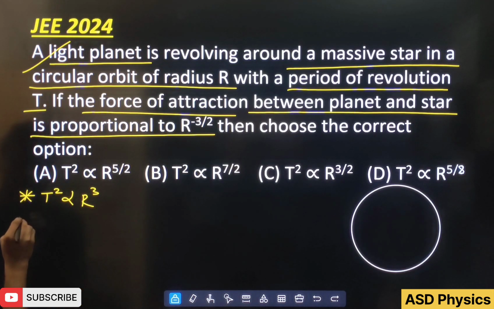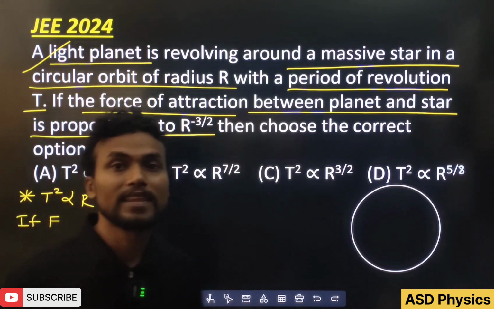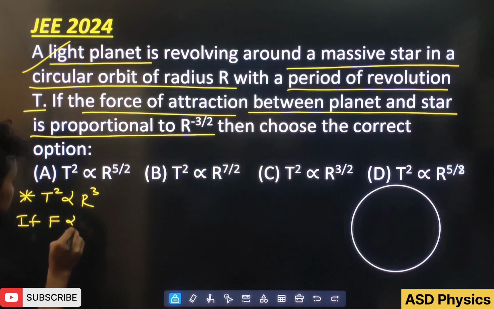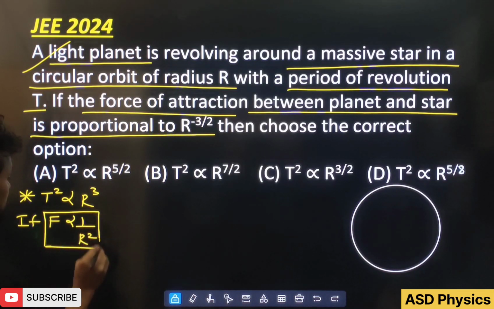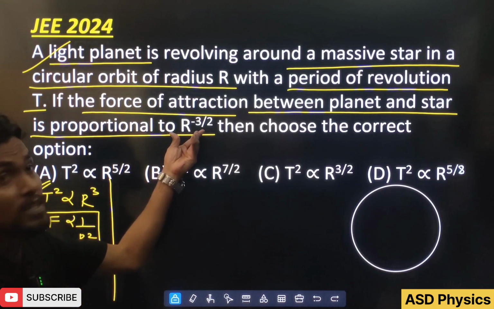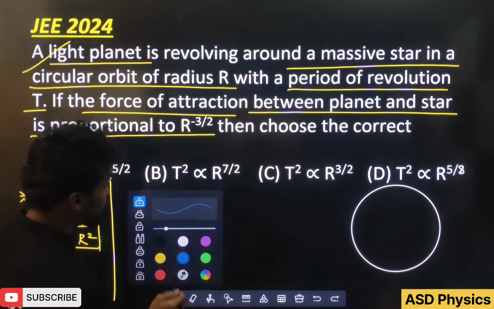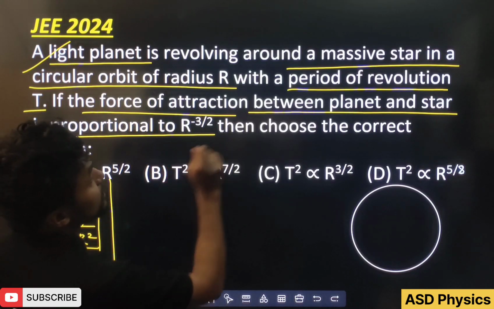This is valid if, you know, gravitation force follows the inverse square law. So this is only valid if F is inversely proportional to r square. In this situation, only this formula is valid. But here you can see, this is not r square, something else is given. So students, let's check here. Here the force is given.